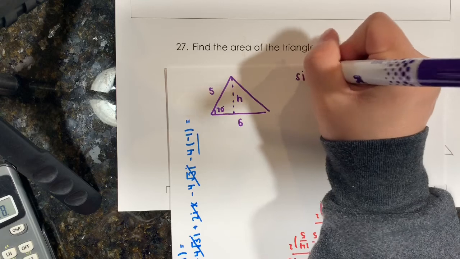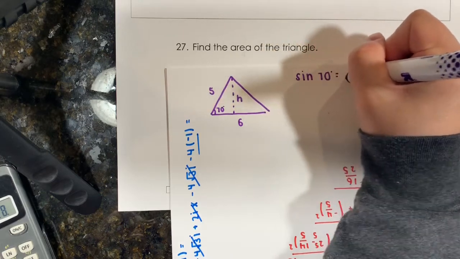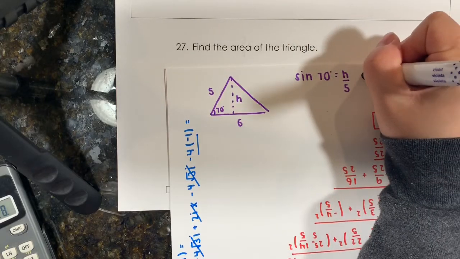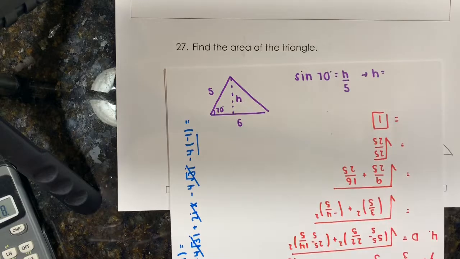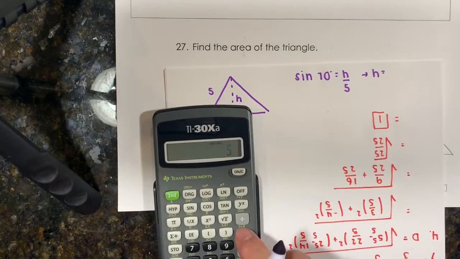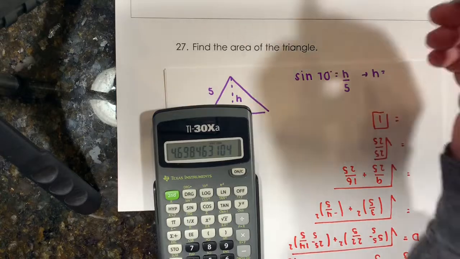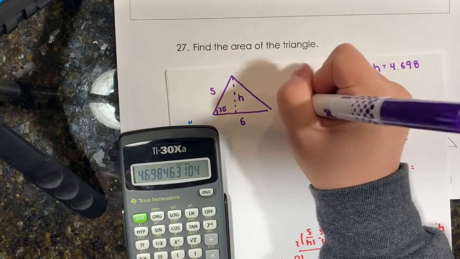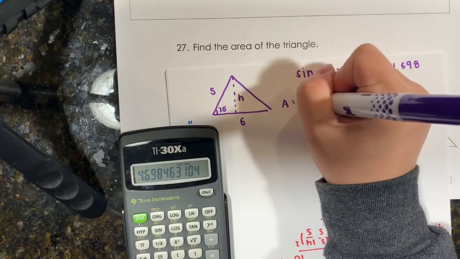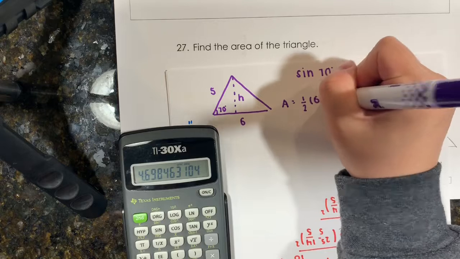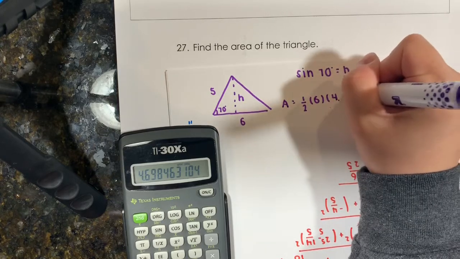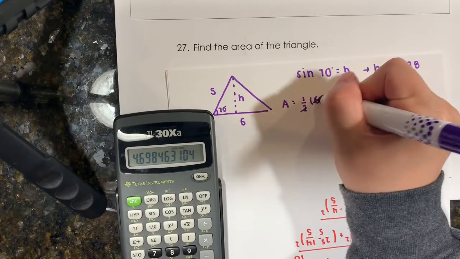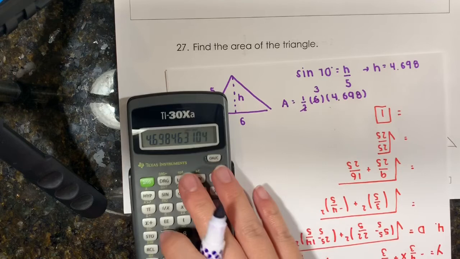So we would use sine of 70 equals opposite over hypotenuse, which means that the height would be equal to 5 times sine 70 equals, so the height would be equal to 4.698. Now we have to find the area of the triangle, which would be 1/2 base times height. Base is 6, height is 4.698. I'm just leaving it in my calculator though. 2 goes into 6 3 times, so you're really just multiplying this height.